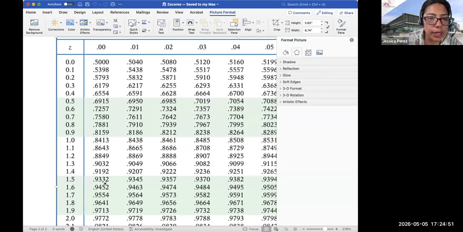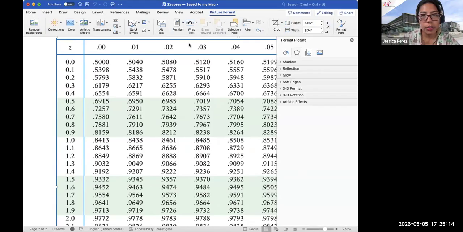1.5, it's 0.9332 minus the z-score of 0, which is half of the data, 0.500. So if we subtract 0.9332 minus 0.500, we're going to get 0.4332, which is the area that we're looking for.